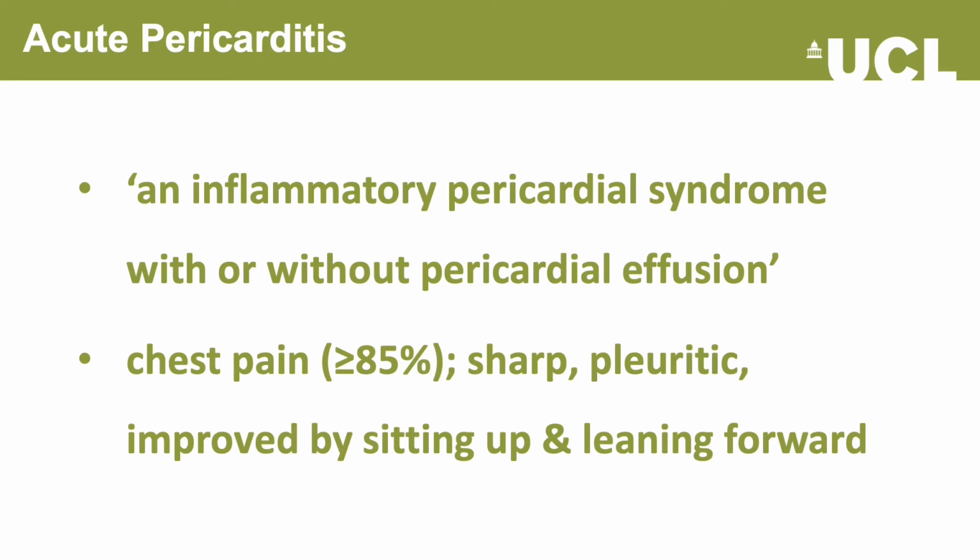So acute pericarditis is an inflammatory pericardial syndrome with or without pericardial effusion. Chest pain is seen in the vast majority of patients, in fact over 85%, who describe the pain as sharp, pleuritic, and what's key, particularly if you're studying for exams, is that it's improved by sitting up and leaning forward.